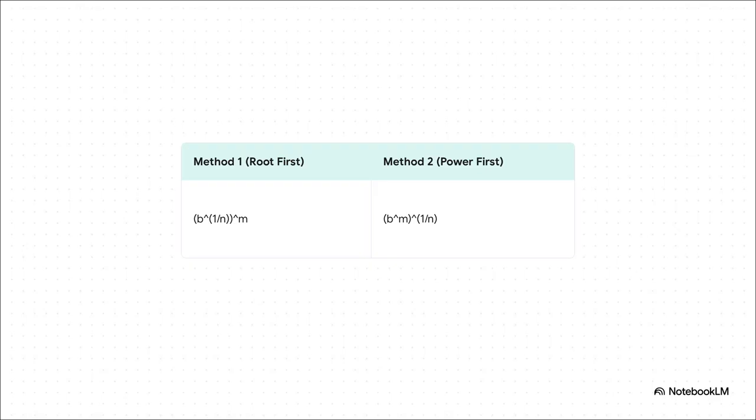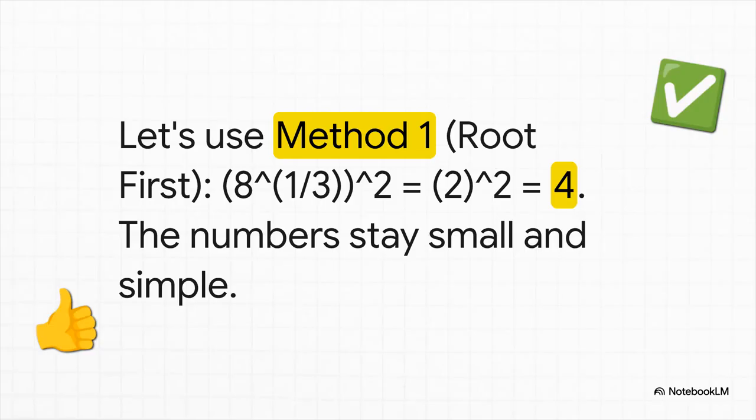Now, this is where it gets really cool. You can do those 2 steps in any order you want. You can do the root first and then the power, or you can do the power first and then the root. You'll get the same answer either way. But, and this is a huge pro tip, one of these ways is almost always way easier than the other. Let's test this out with 8 to the 2/3 power.